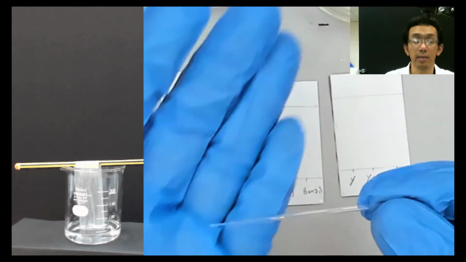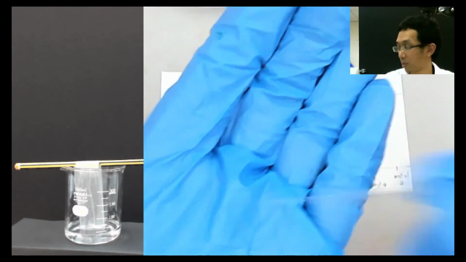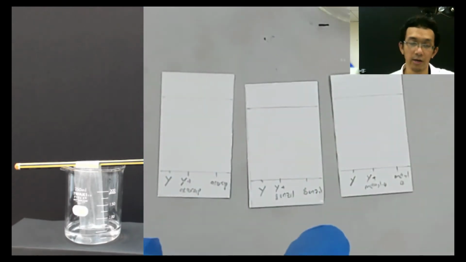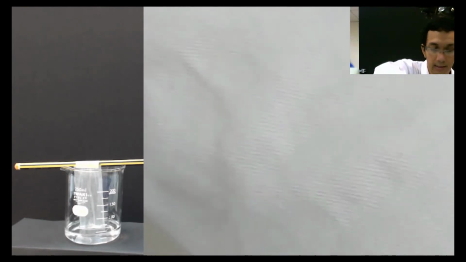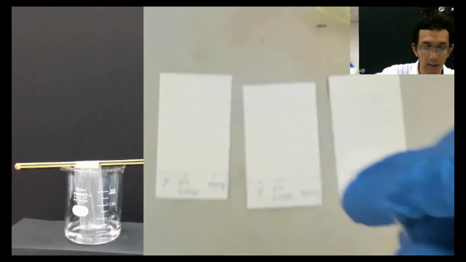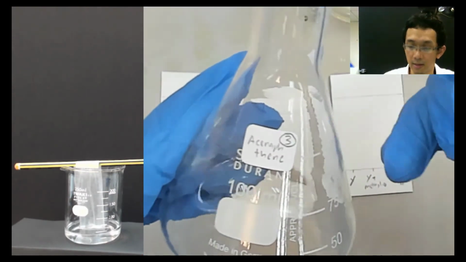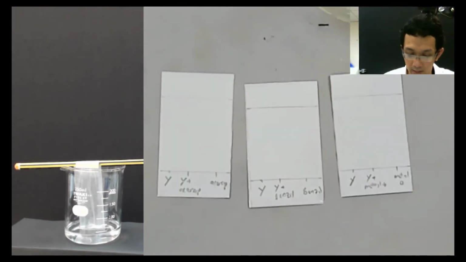Now we're done with this spotter, we put it away. And then now we do each of the compounds in group 3. So the first compound is, what do we call it? Acetonaphthone. So this acetonaphthone. So we just take one.